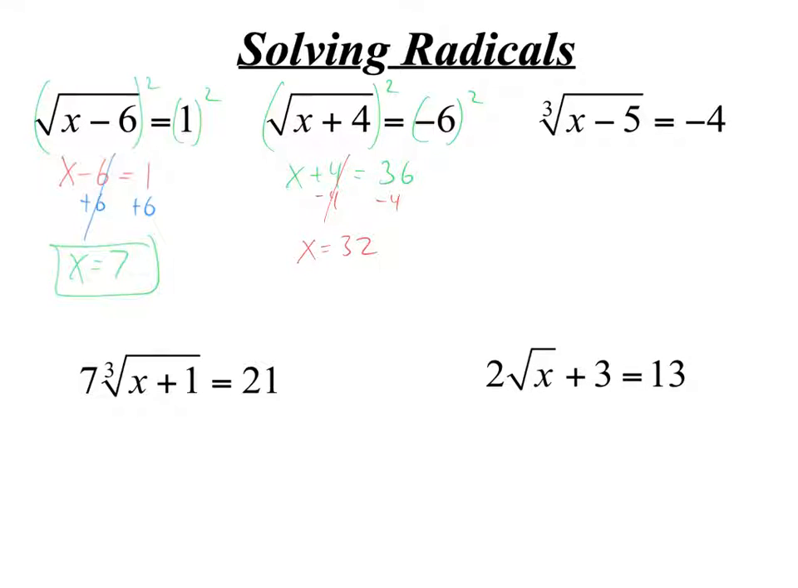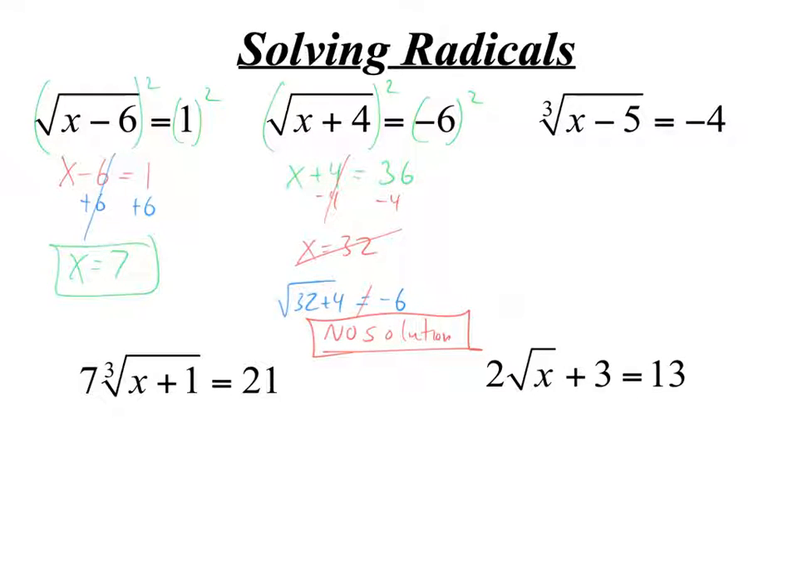When I plug in 32, watch what happens. 32 plus 4, does that equal negative 6? No, it doesn't. How can you have a square root of 36 equaling negative 6? This is not an answer. There is no solution to this one. No solution.